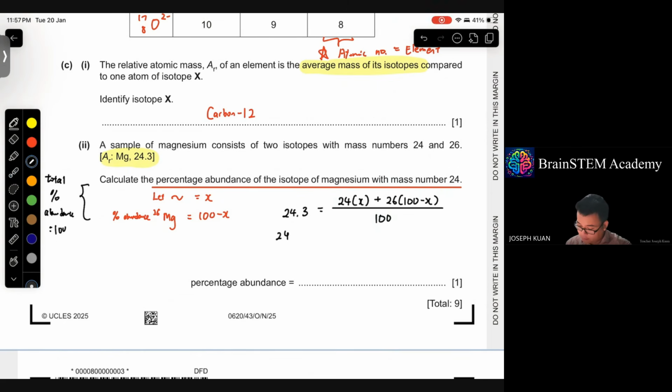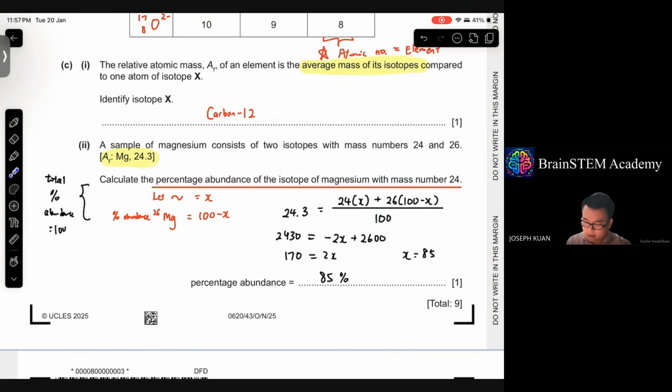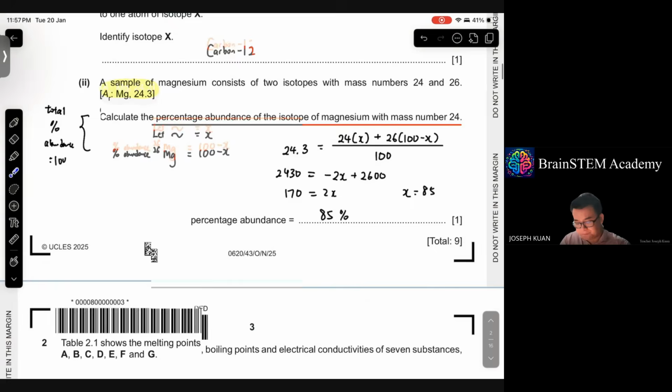Okay, so 2430 equates to negative 2X plus 2600, and it will be 170 equates to 2X, and X should be 85%. Okay, so it's 85%, right? 85%. You can also check the answer by just putting this number back. So one is 85%, one is 15%. You plug it into the formula and check, does it make 24.3? Okay, that's how you check your answers.